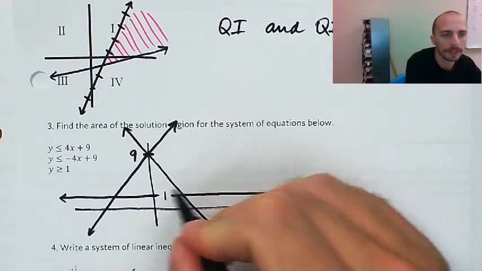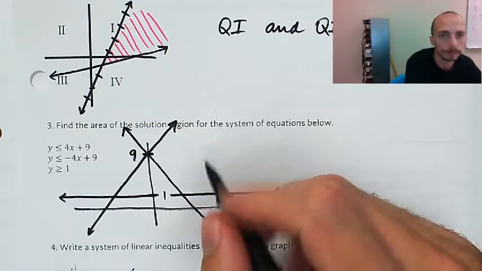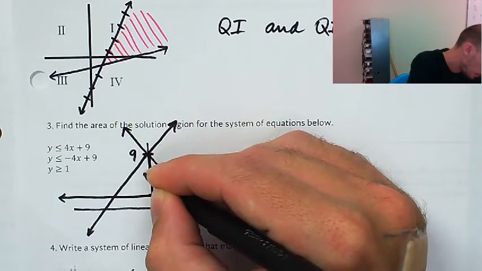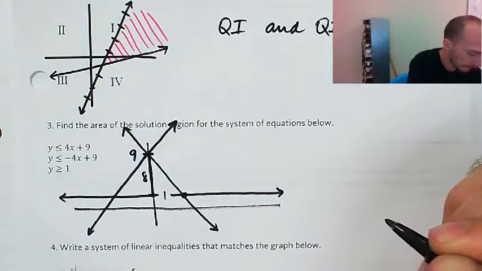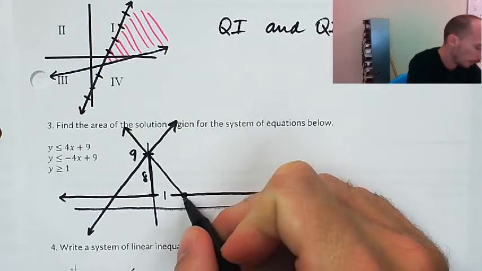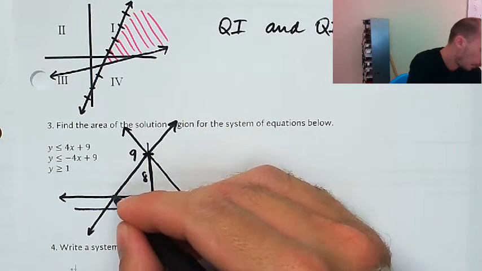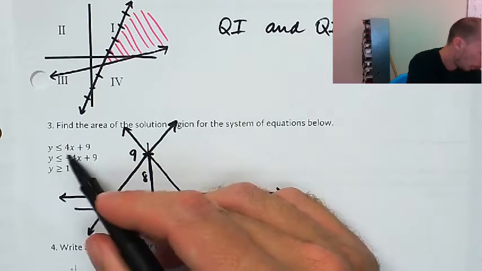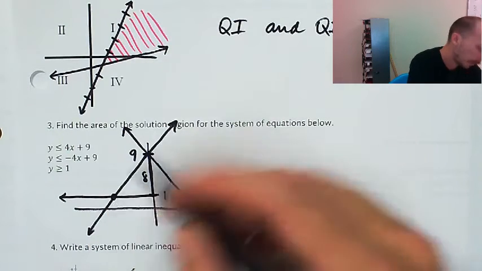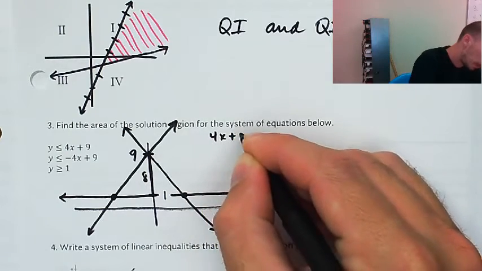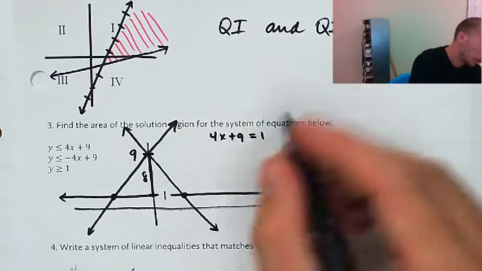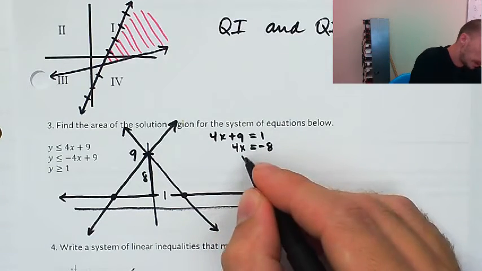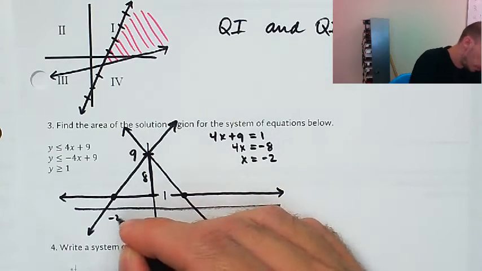Okay, it's supposed to be symmetric across the y-axis. I didn't draw it that way. But what we know is that the height of this triangle is 8, because it goes from 1 up to 9. It's the width that we're interested in. So I might find the x-coordinates of these two intersections. Okay. And this is where 4x plus 9 is equal to 1 right there. All right, just set the y's equal to each other. That's 4x equals negative 8 when I subtract 9, and then I get x equals negative 2.